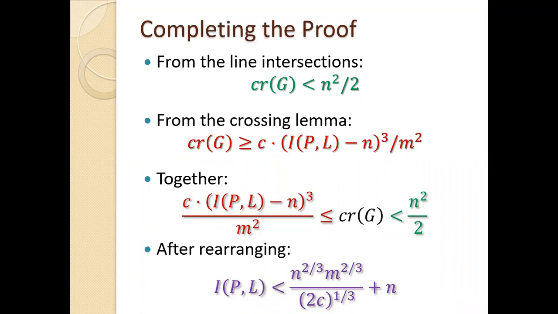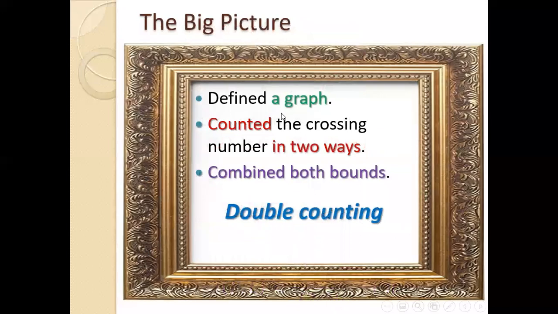How did that happen? This might seem a bit confusing. We actually used a common technique. Let's look at it again. Big picture. What's the big picture? We defined the graph. We counted the crossing number in two different ways. Got an upper bound on the crossing number and a lower bound for the crossing number. Combined both bounds and got the answer. This is a common mathematical tool called double counting.